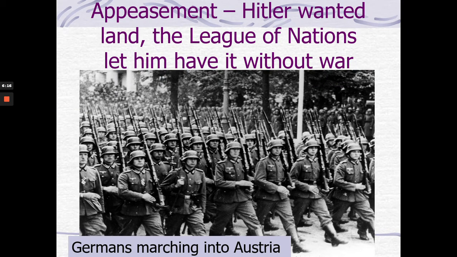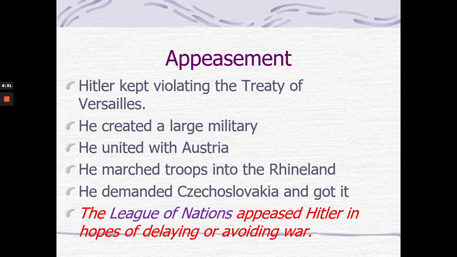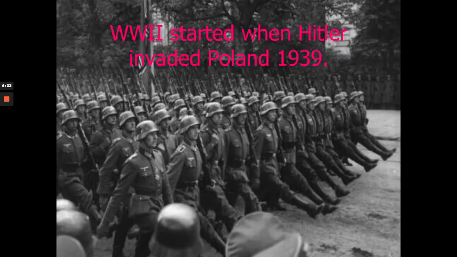They kept giving Hitler everything he wanted without making him fight for it. Here are the Germans marching into Austria, took the whole country without fighting. And then the Germans marched into Czechoslovakia, no fighting there too. And so Hitler kept giving the finger to the League of Nations. And finally, Hitler invaded Poland. And within 6 months, he took over Poland. And that is when England and France declared war against Hitler, and that's when the war started in Europe.